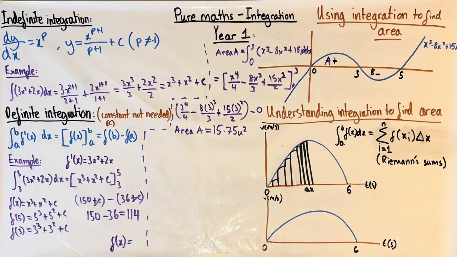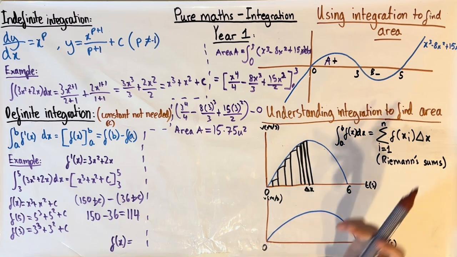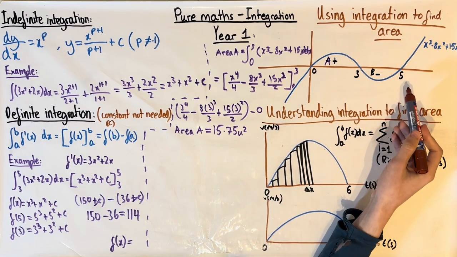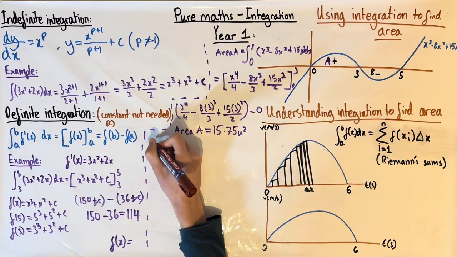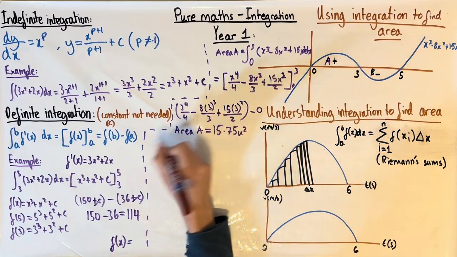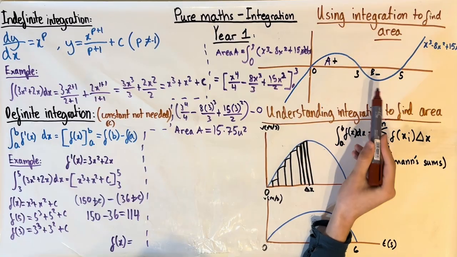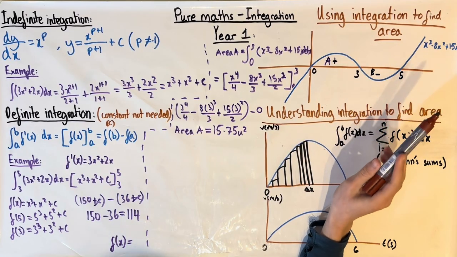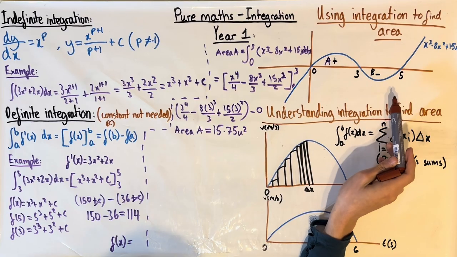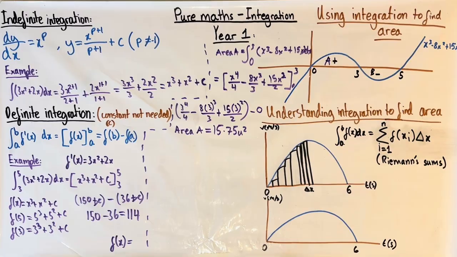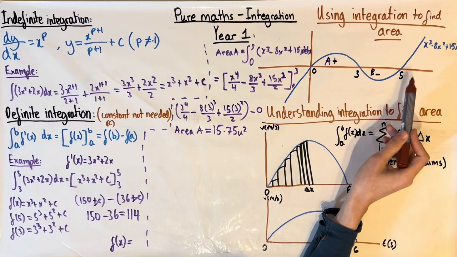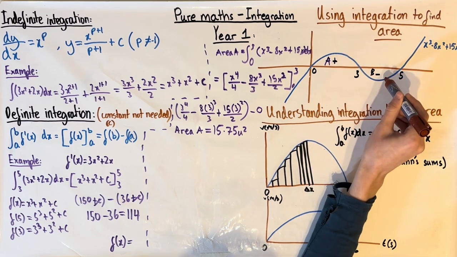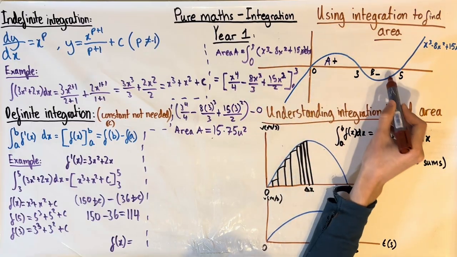Now we're going to move on to something a little different, and we're going to do the area from 0 to 5, which is essentially area A plus area B. So if we know that area A is 15.75, then all we have to do is add area B. But we have to be careful, because when we integrate from 3 to 5, that's going to give us a negative value. If we just integrate the whole thing from 0 to 5, we're going to be integrating the positive and the negative, so we're just going to do 15.75 minus the area of B.